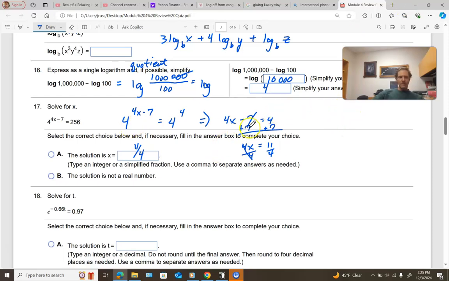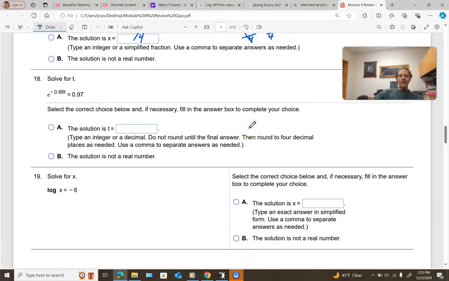All right, and then number 18. So number 18 is one in which we cannot equate the bases. So what we have to do is take the logarithm of both sides of the equation. And I'm going to use the natural logarithm again. So the natural logarithm of e to the negative 0.66t is equal to the natural logarithm of 0.97. And so the power rule guarantees that that exponent will come out in front.